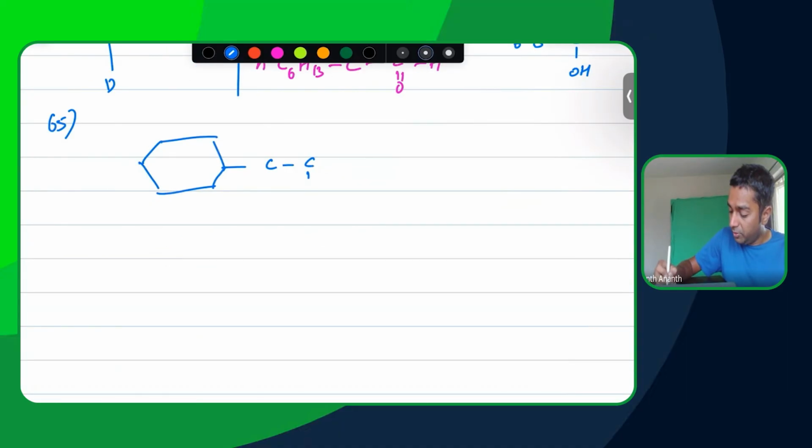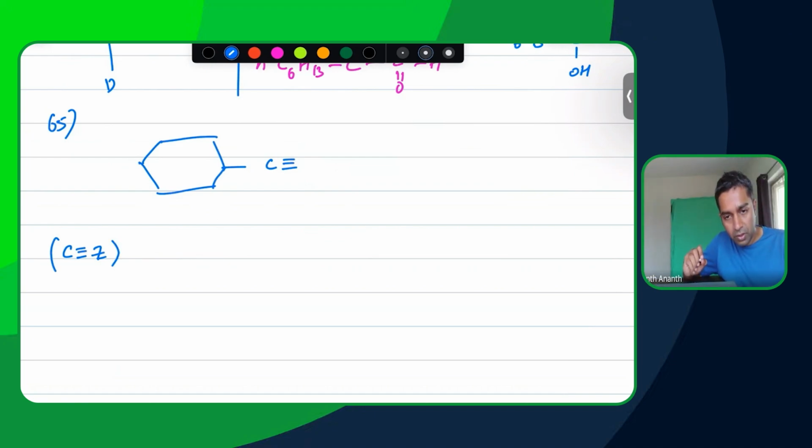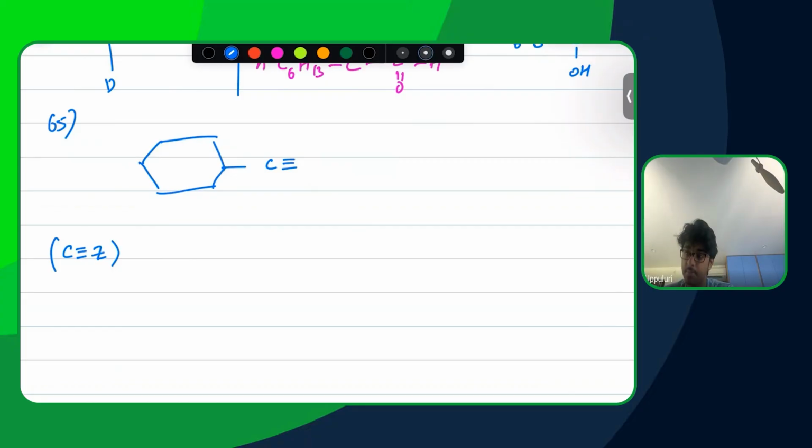Okay, next up we are going to be having, so that is my compound C. So compound C should be Z. So C is going to be Z. They're asking A, B, C are respectively. So the answer can be either A, B, or D. It cannot be C.